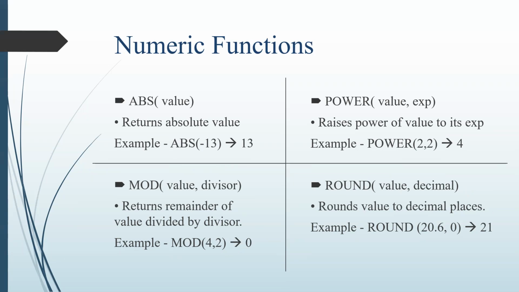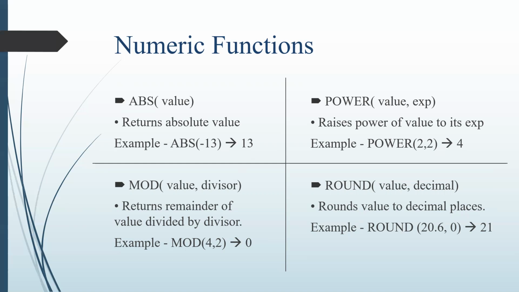After string functions, we have numeric functions. Numeric functions are those which perform manipulation on numbers. First is absolute, or ABS. It gives us back the absolute value of a number. You can see when we apply absolute to a negative integer, we get the positive value of it. Next is mod. Mod is used to get the remainder. In the example, we are dividing 4 by 2, so the remainder will be 0.